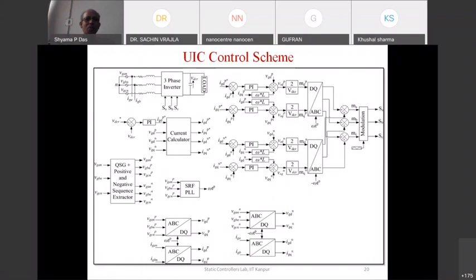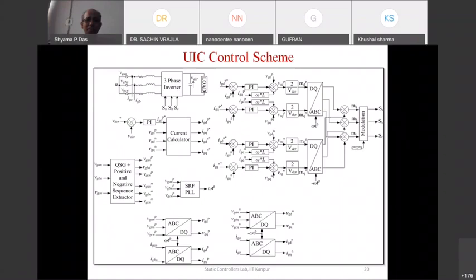From the grid voltages, we measure the grid voltages by using voltage sensors, and then we transform this grid voltage into the positive sequence component and negative sequence component. So we have got the positive sequence component VGAP, VGBP, and VGCP. Similarly, VGAN, VGBN, and VGCN.